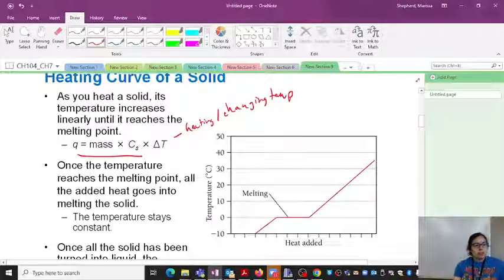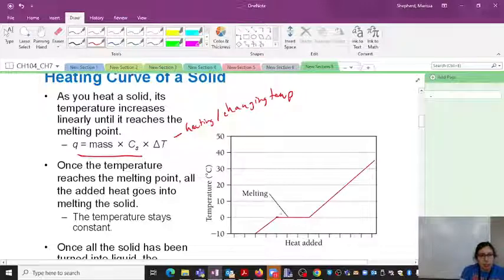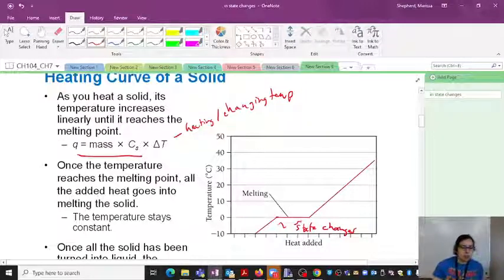And then once the temperature reaches the melting point, all the added heat goes into melting the solid. Notice from here to here, we have a plateau in our temperature. There's no temperature change, and instead this is telling you that a state change is occurring. Since we're looking at water, this would be going from solid to liquid.